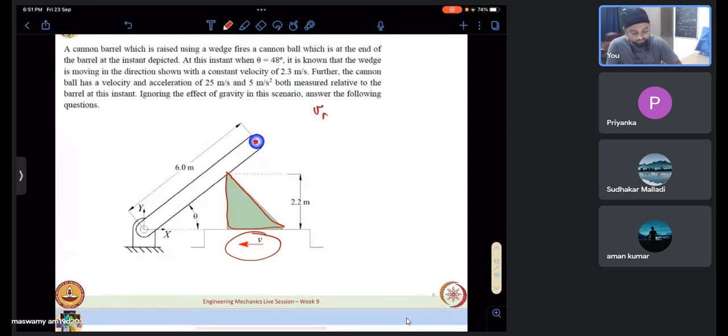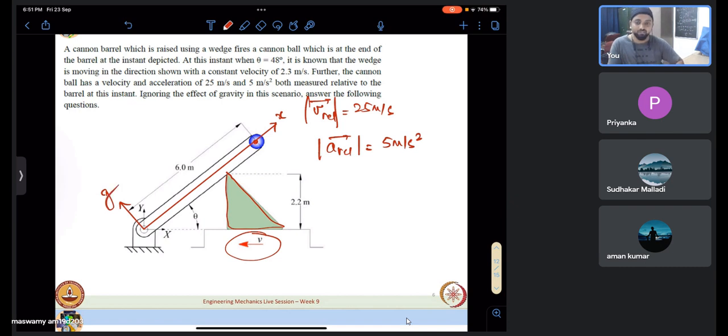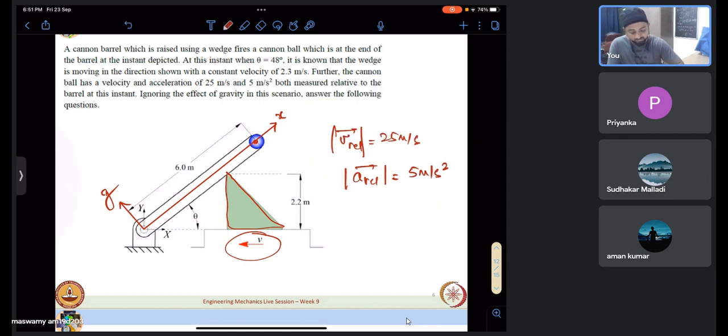So our magnitude of v_rel is given to be 25 meters per second, and our magnitude of a_rel is given to be 5 meters per second squared. In the lecture, you would have seen it is a convention to write it in small case for the rotating frame of reference. Both are measured relative. So this is given. And this we have been given, it is constant. Ignoring the effect of gravity in this scenario, answer the following questions.